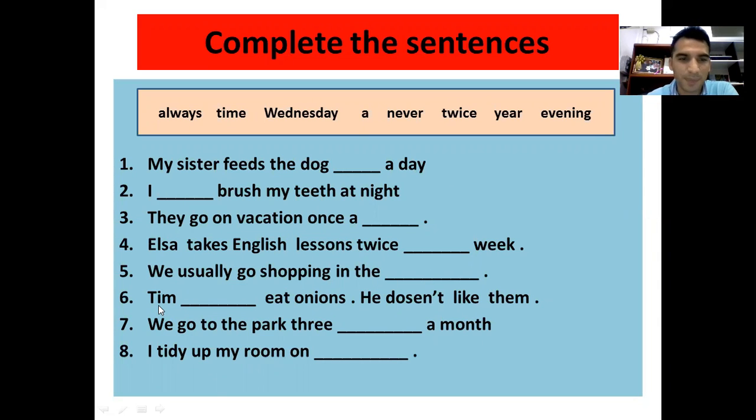Yes. Team, very good. Never eat onion. He doesn't like them, because it is negative. Yes, he never eats onion. He doesn't like them. We go to the park three times a month. Number eight, I tidy up my room on Wednesday. On is a preposition for the days of the week. I tidy up my room on Wednesday.